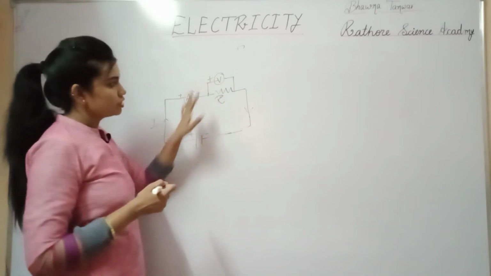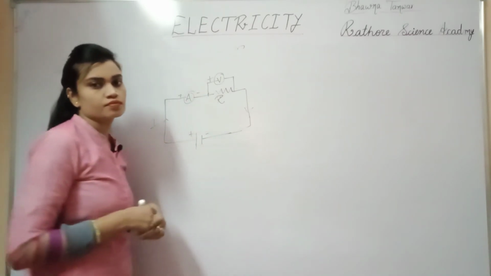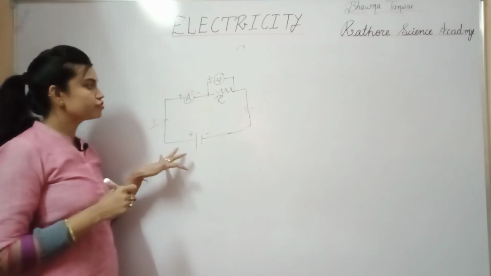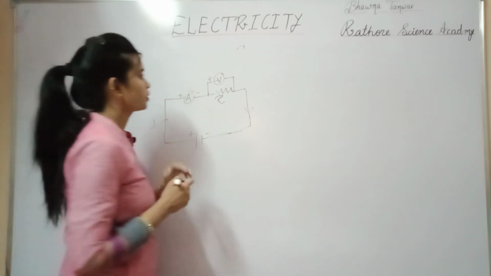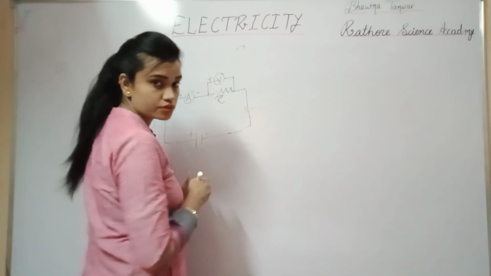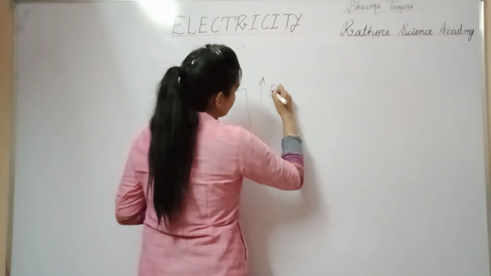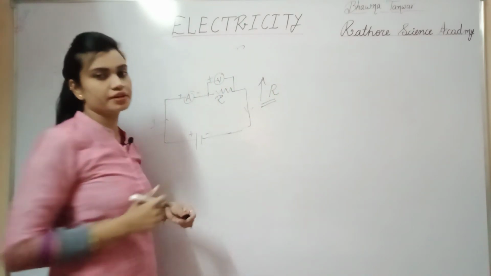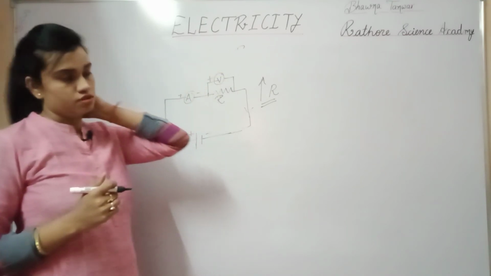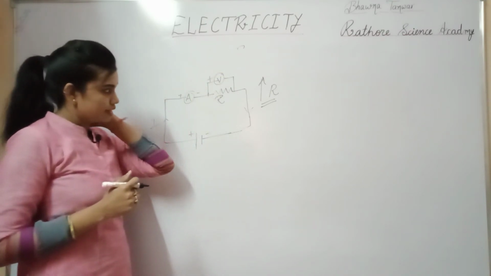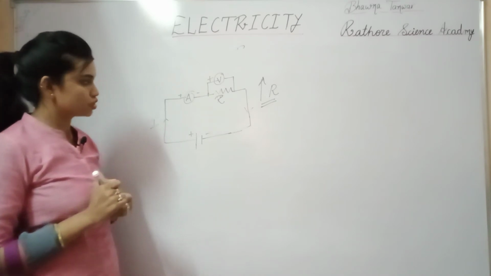So why is the voltmeter connected parallel to a circuit? The reason will be just opposite to what we have discussed for the ammeter, right? It is always connected parallel to the circuit because the resistance of the voltmeter is very high. That's why it is connected parallel to the circuit, so that the proper amount of current can pass through it.